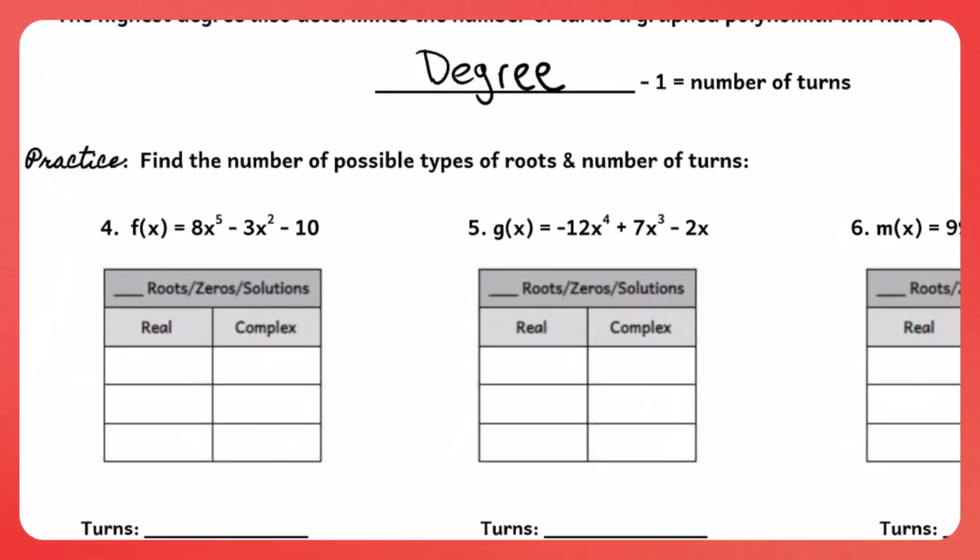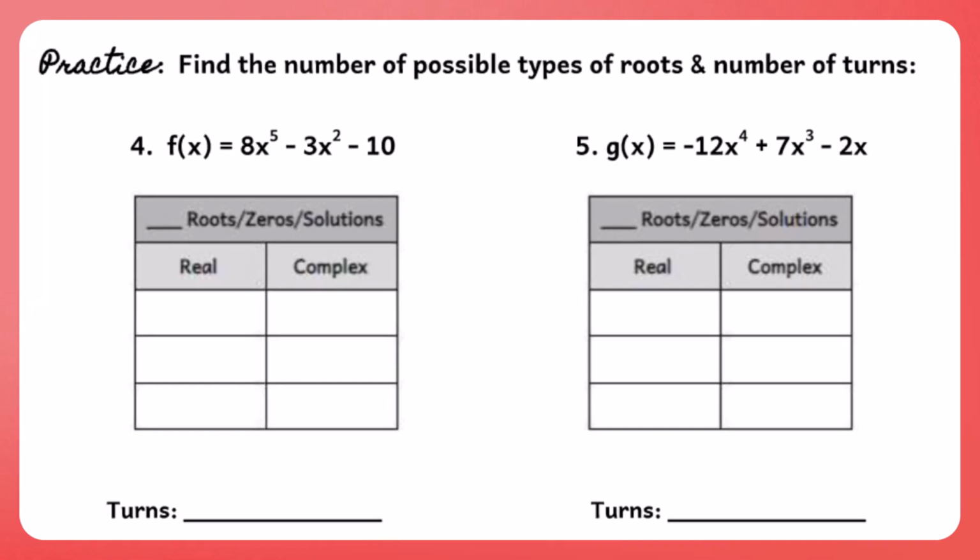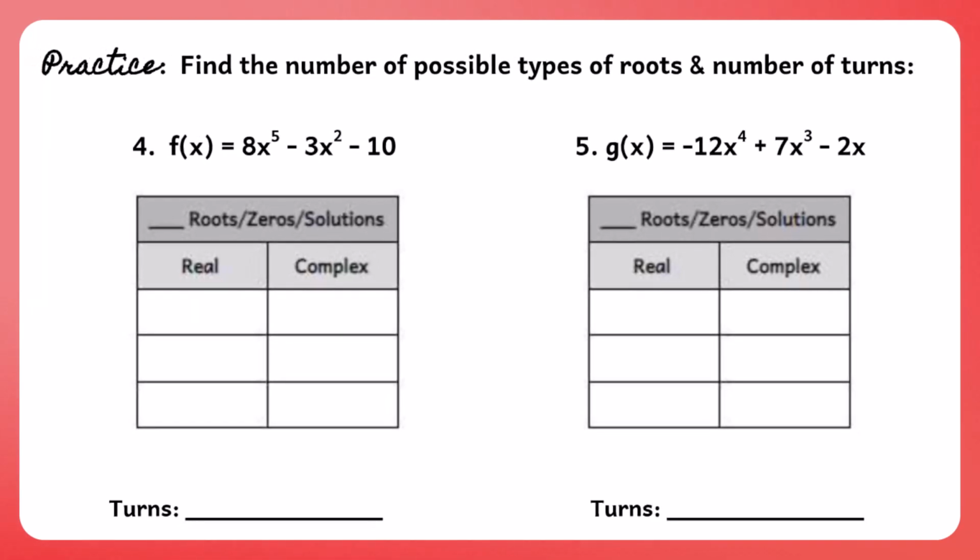So when we analyze these couple of things, let's take a look at these first couple real quickly and tear this apart. When I analyze this, I'm like, all right, what's our degree right there? Our degree is 5. So what's 5 minus 1? That's right, so 5 minus 1, I will have 4 turns.